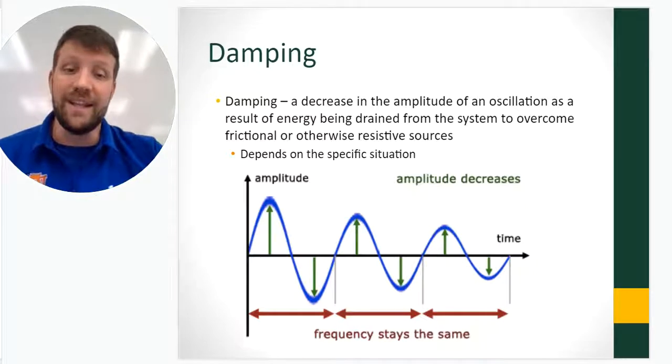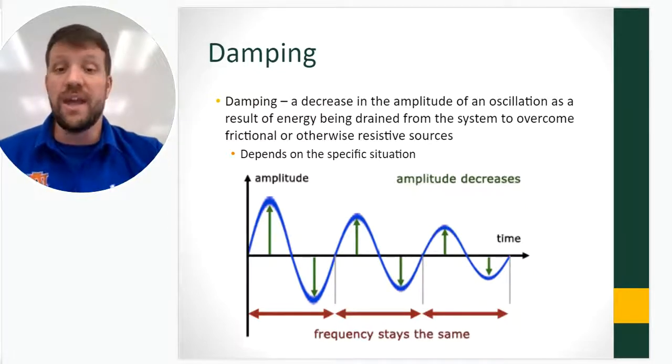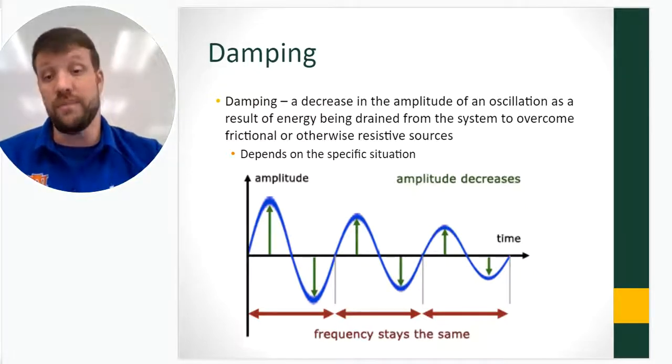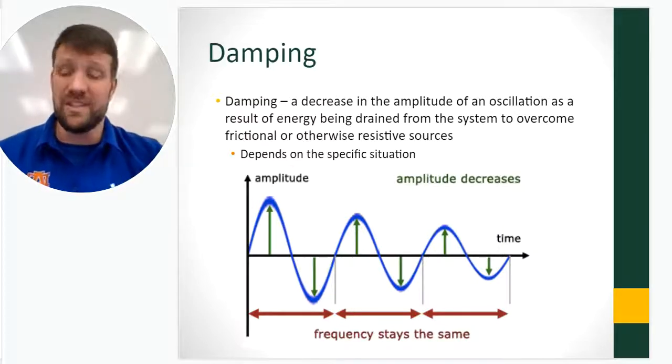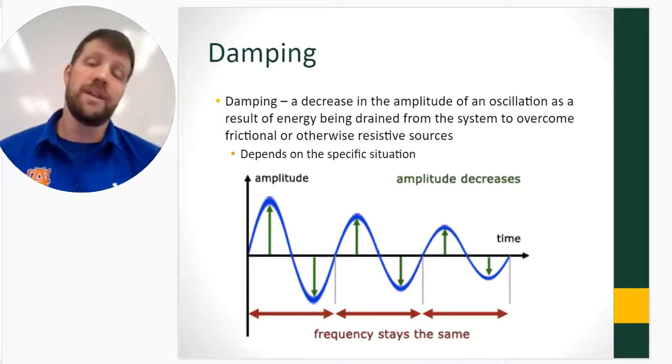So damping, again, is a decrease in the amplitude of an oscillation as a result of energy being drained from the system. It overcomes friction or other forces, and it depends on the specific situation. It's going to depend on the type of wave. It's going to depend on the forces that are present. There's going to be a lot of things that affect that.